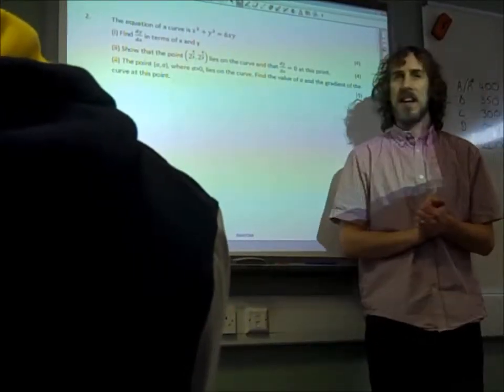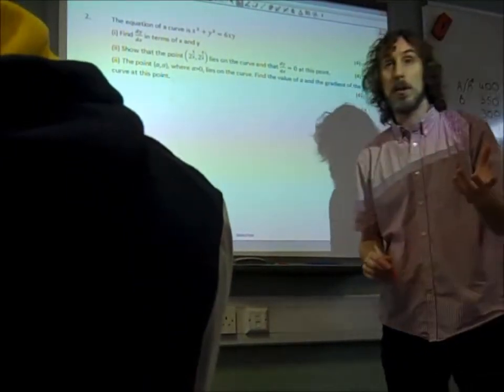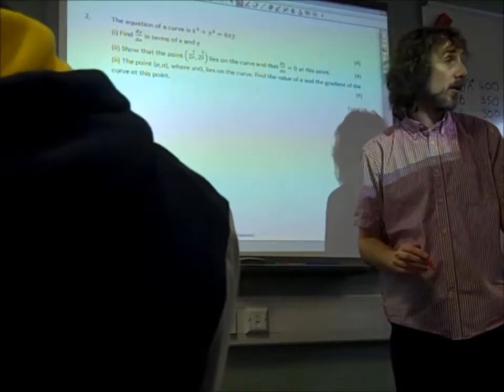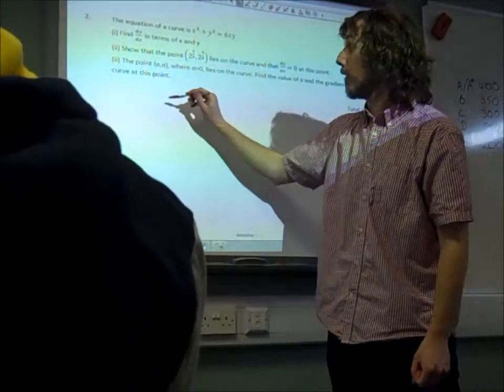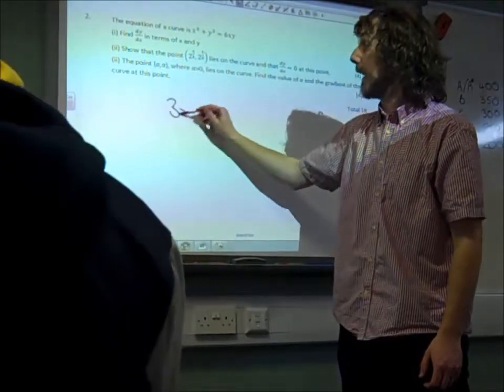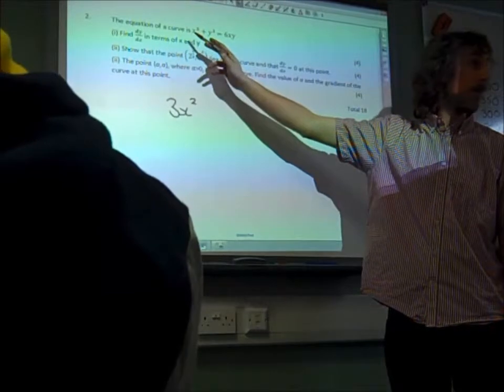The equation of the curve is x cubed plus y cubed is 6xy. Find dy by dx. Well, remember the stuff we did about implicit differentiation? So we differentiate each term with respect to x. If we differentiate x cubed, we get 3x squared to start with.